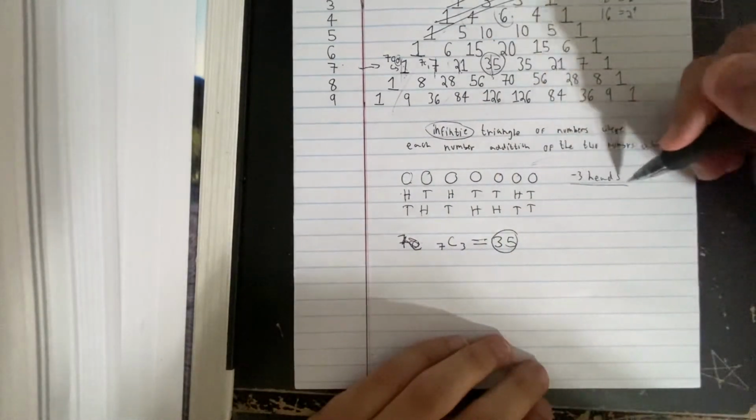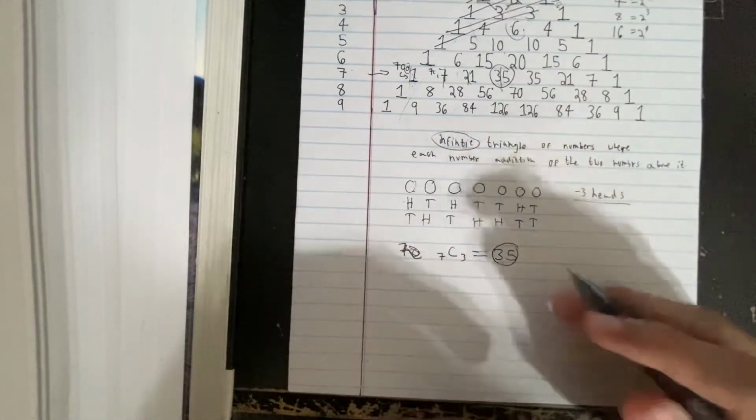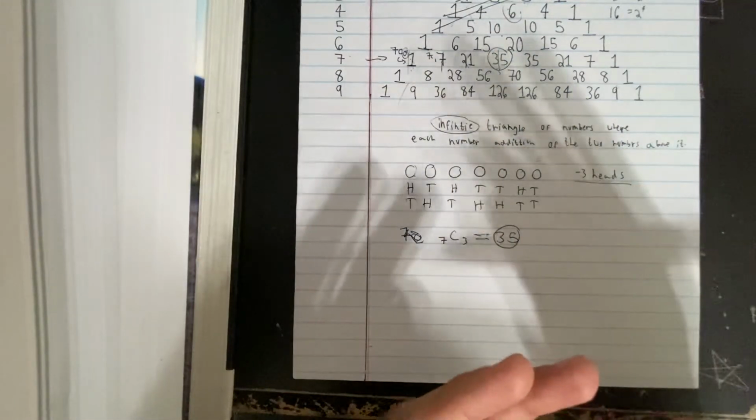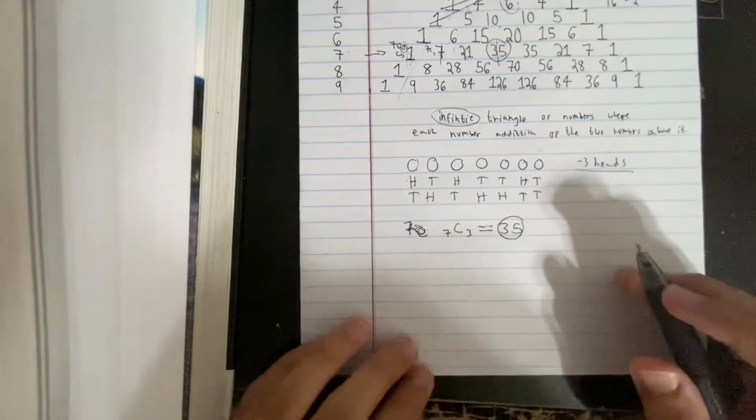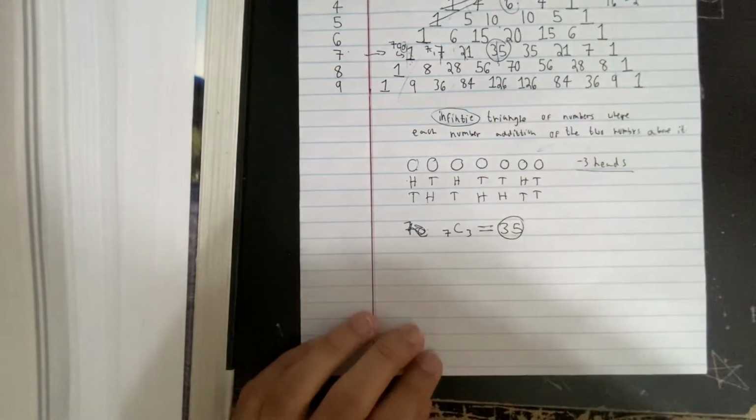And this really applies not just to heads or tails, but to really anything where you have 2 ways to go, right? Heads or tails or yes or no or something like that. And that's really how it applies to combinations.